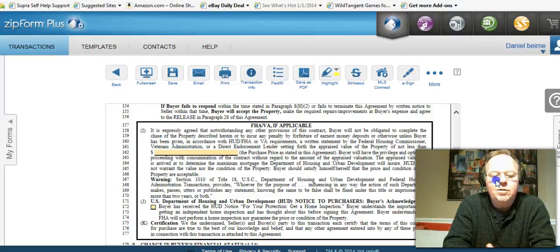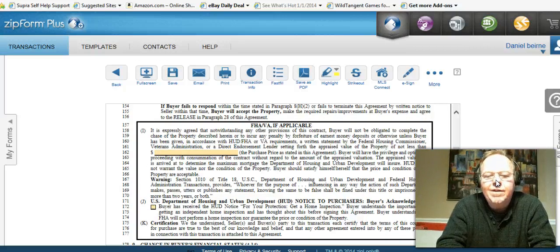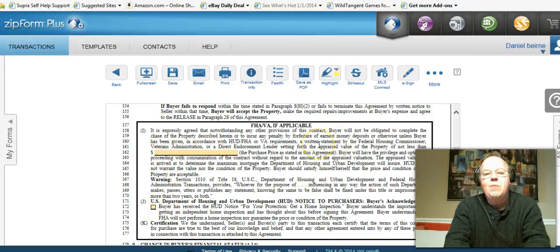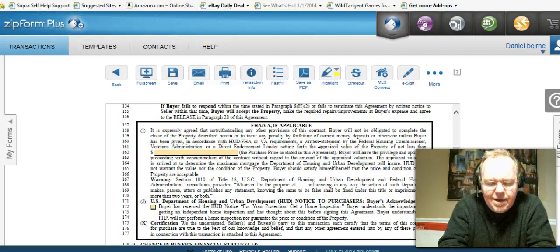This last thing, I'm going to do this and I'll take a break for a second. FHA, VA, if applicable. To fill this out, you put in the amount of the offer and you check that box right there. And what it means in a nutshell, you can read it 100 times. It won't make any sense to you, but it doesn't make any sense to me.